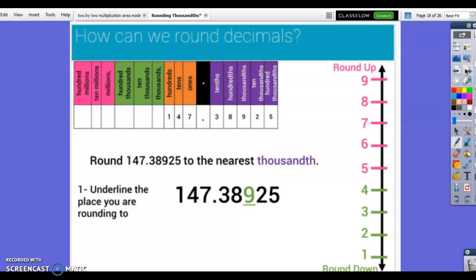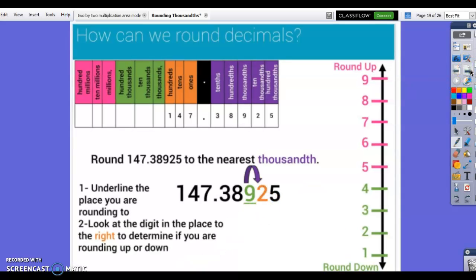And here is our last example. Now we have 147 and 38,925 hundred thousandths. And we are going to round it to the nearest thousandths. And this is the biggest you will get to. And most of the time we won't even work with this.